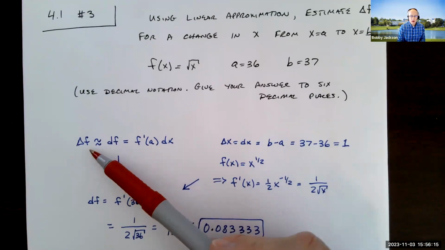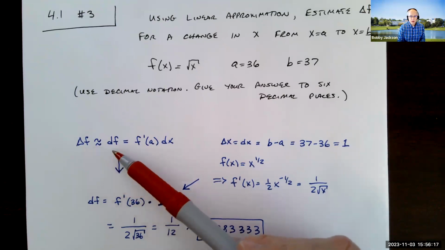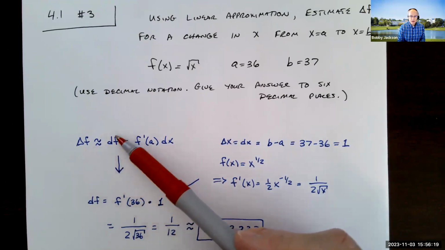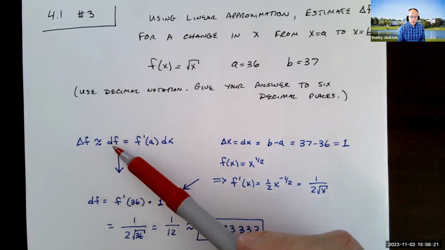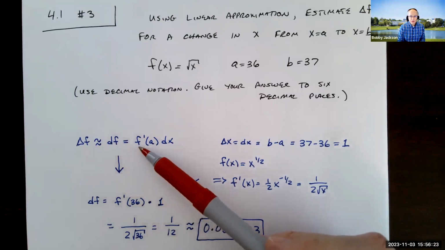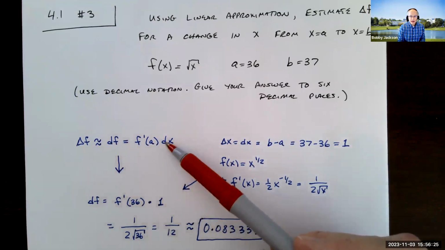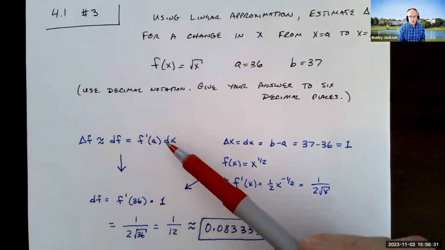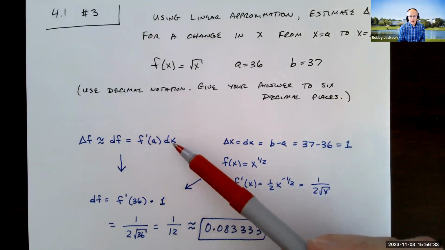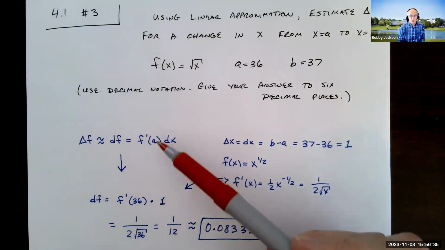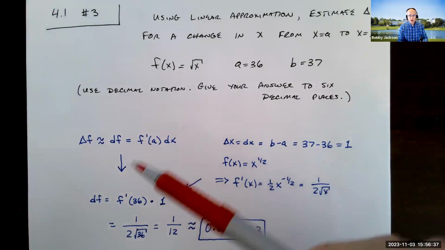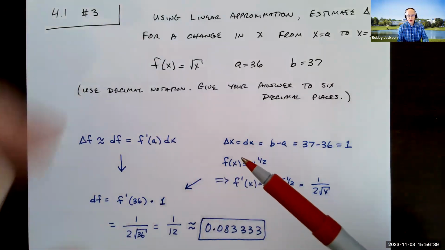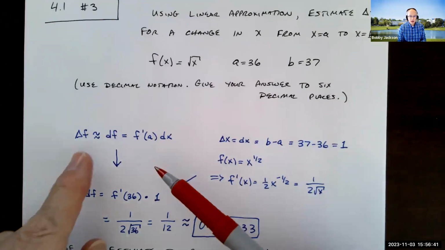So remember, the linear approximation for the change in f, or the df, the differential here, or the dy if you want, is f prime of a times dx, and dx is the same as delta x, the change in x. So this is the slope of our tangent line, the rise over the run, times the actual run. That will give us the estimate for the change in the rise, or the change in the vertical height, the change in f.